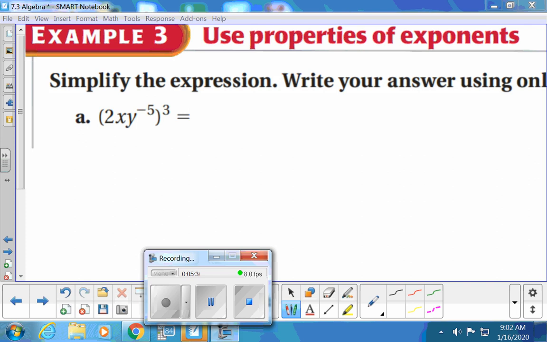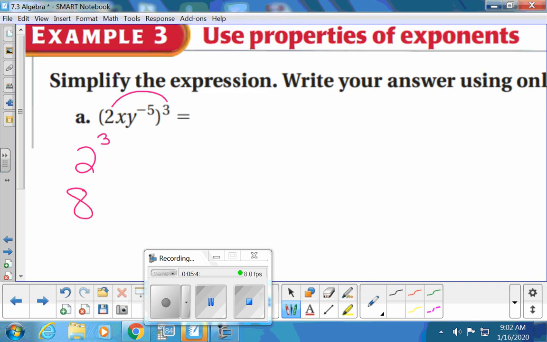Done. Now, a lot of people have been doing 2 times 3 and getting 6. That's not it. Do you know what to do? It's 2 to the 3rd power. So 2 times 2 times 2. That's 8, right? Then the x will be to the 3rd. What will happen with the negative 5 and the 3? These two multiply or add?